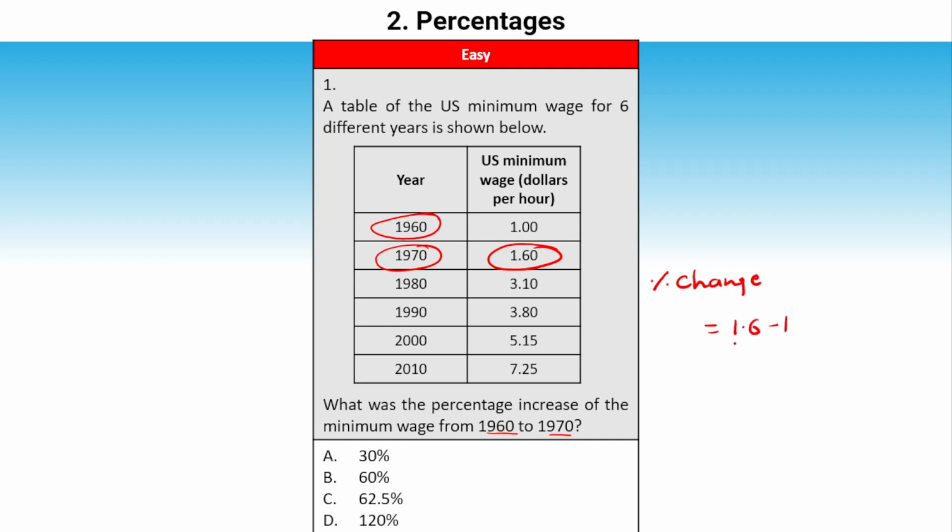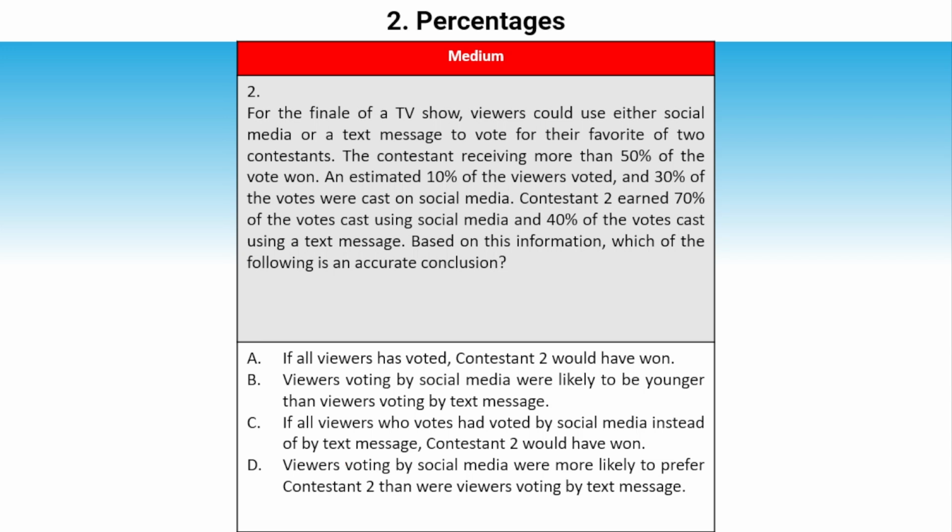Okay, new value minus old value divided by old value, right? New value minus old value divided by old value into 100%. So that is 0.6 into 100%. So that is basically 60% is your answer. Quite easy. So let's say it's medium difficulty.